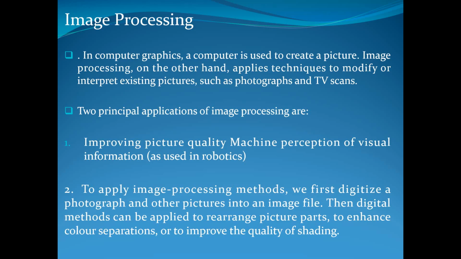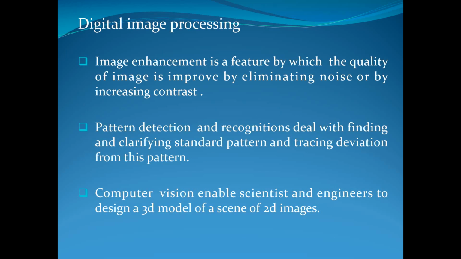Two-dimensional cross sections of the body are obtained using imaging techniques. Then the slices are viewed and manipulated using graphic methods to simulate actual surgical procedures and to plan out different surgical cuts. So next one is digital image processing. That is also one of the applications used in computer graphics. So what is digital image processing?